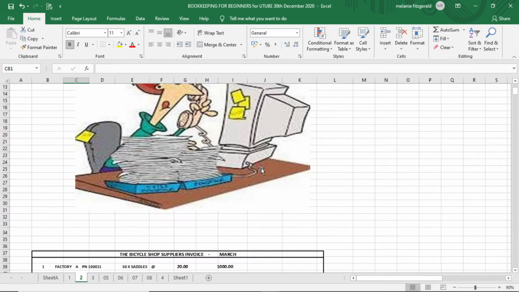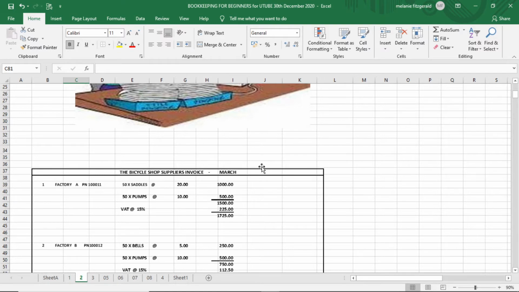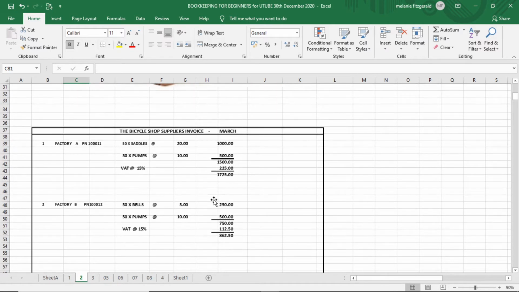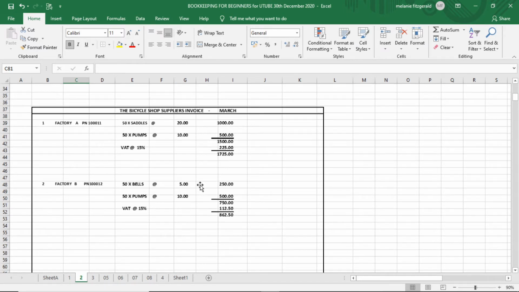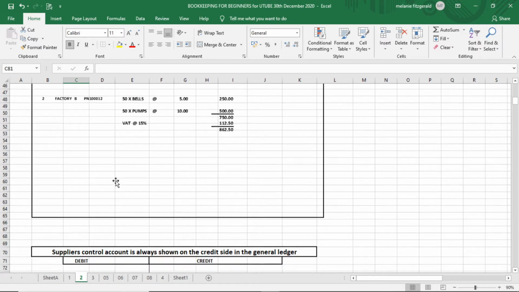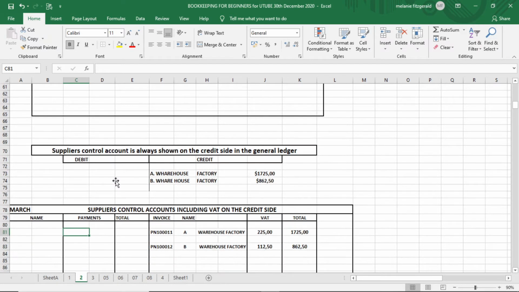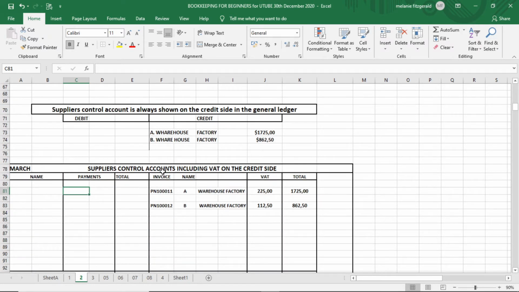Lesson number two. As always, just watch my mouse. Okay, so here's the same invoice from the factories, from when we went and bought that stock in lesson number one. He invoiced us these amounts. Remember that invoice, it's the same invoice from lesson one. But now what we're going to do with this invoice is open up a suppliers control account, including VAT, on the credit side.